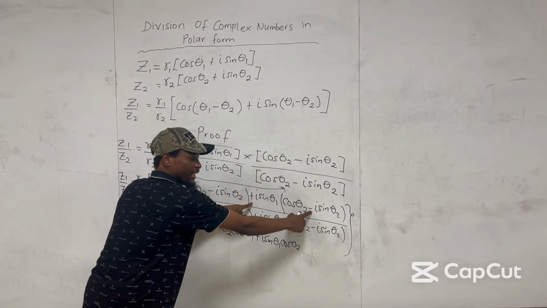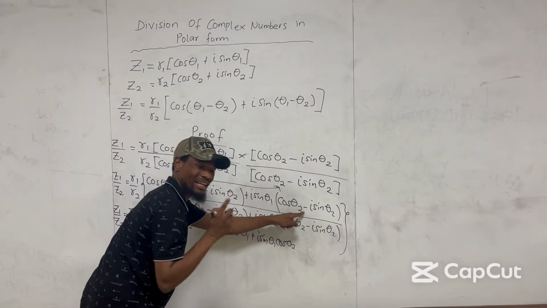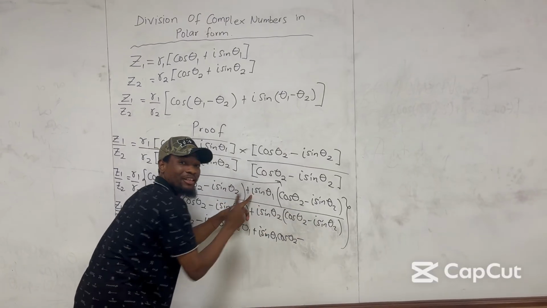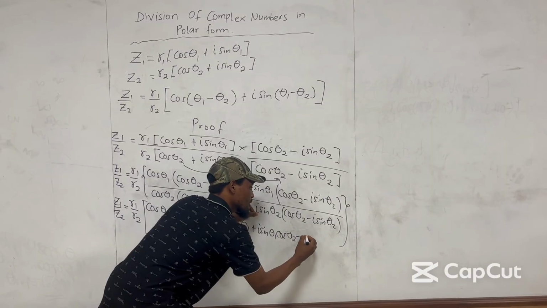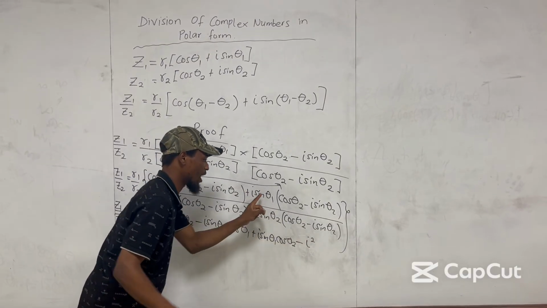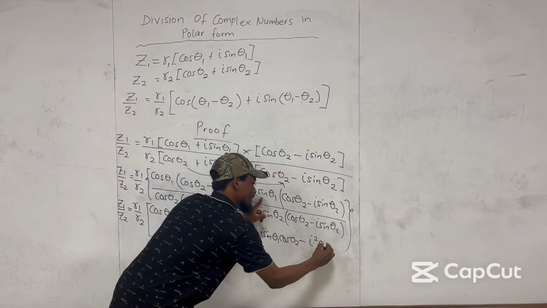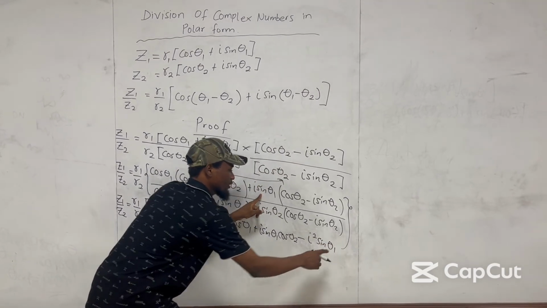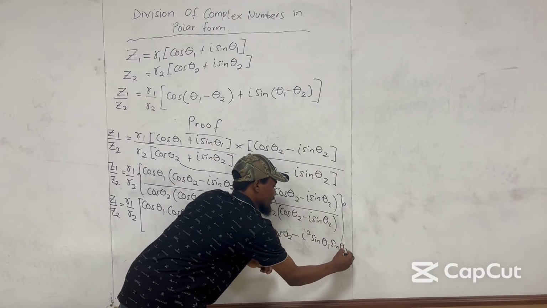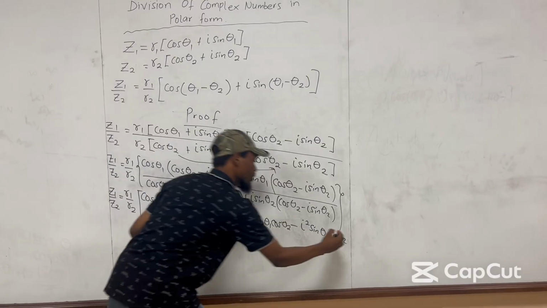Then positive and negative, when they commute, we have negative. So minus I times I gives I squared. So minus we have I squared. Then we have sin theta 1, then we have sin theta 2. This way.